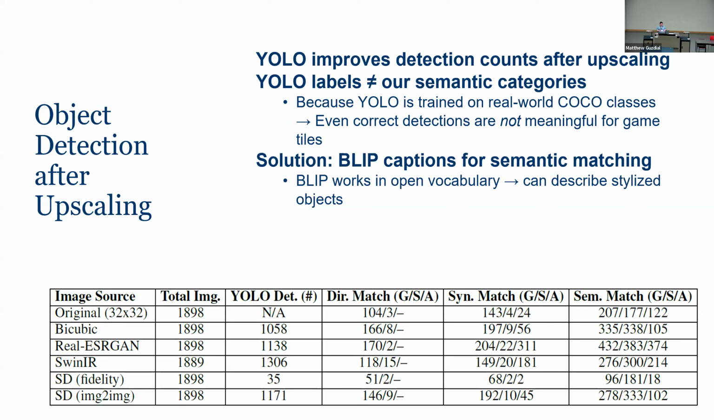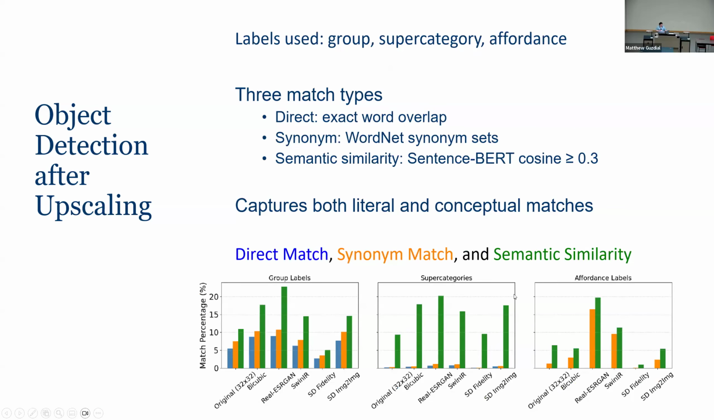That's why we instead use BLIP captions, which can recognize domain-specific or stylized objects with open vocabulary. Those captions align more closely with our group labels, supercategory, and affordance. It might show what functional item it's close to. Yeah, I have a bar chart here.